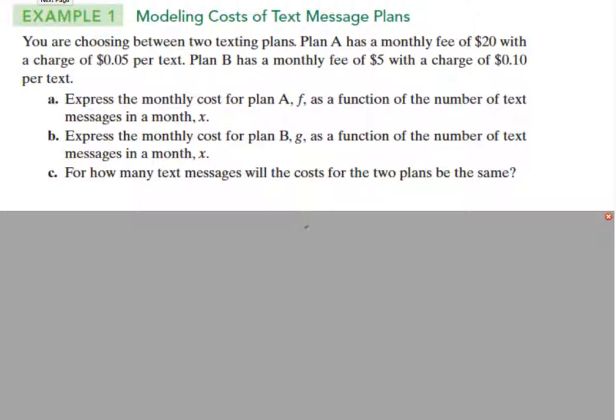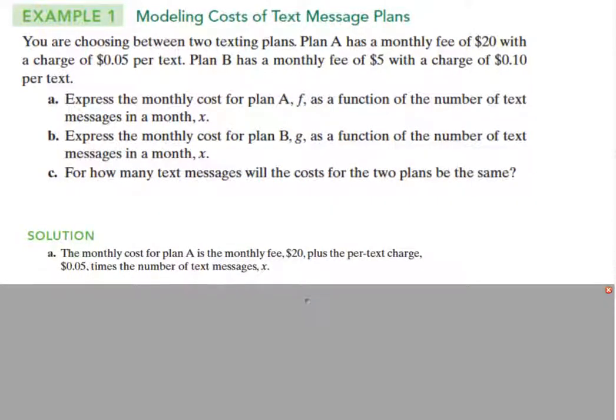You're choosing between two texting plans. Plan A has a monthly fee of $20 with a 5 cent charge per text. Plan B has a monthly fee of $5 with a charge of 10 cents per text. And so we want to express each of these plans as a function. So part A, we'll do it as a function, part B as a function.